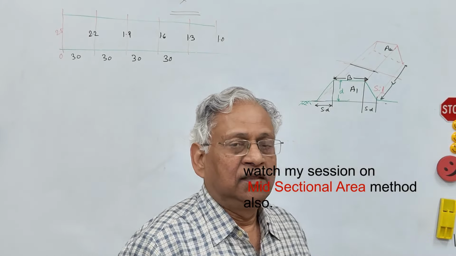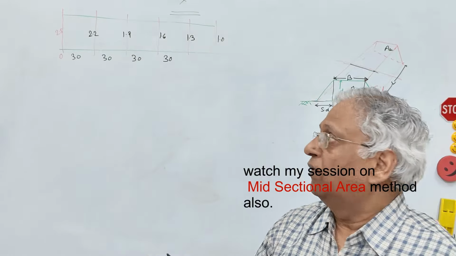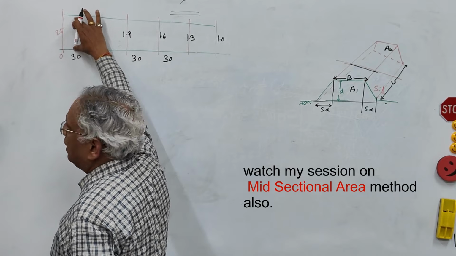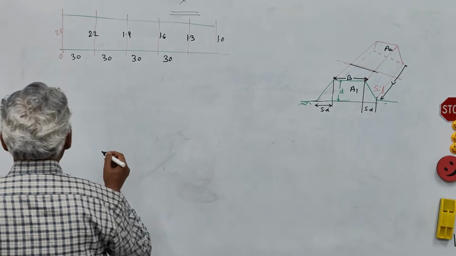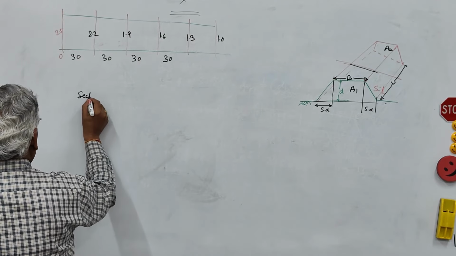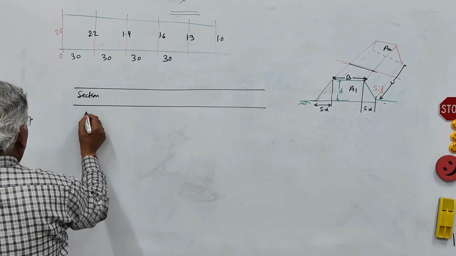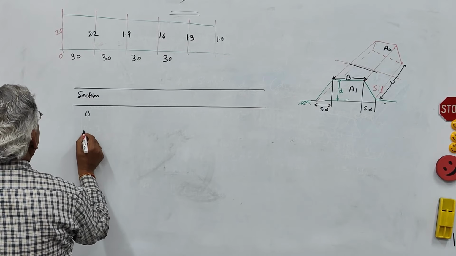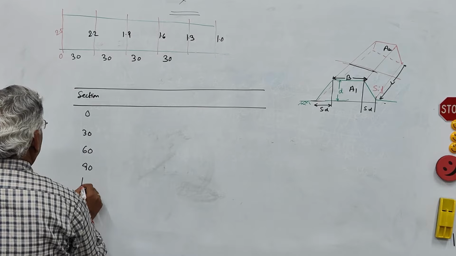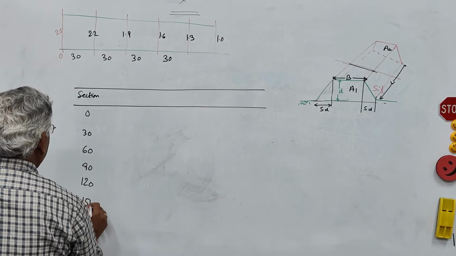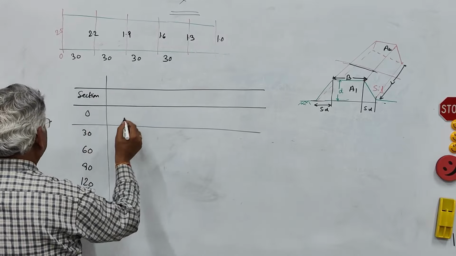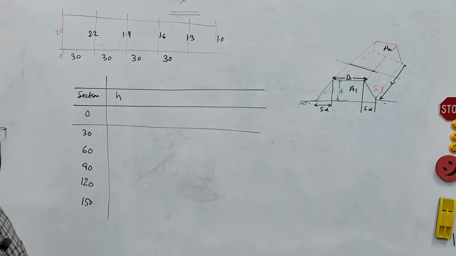Now here, in this case, we will find out the area at this point, and then take the average of these two areas. So you can prepare a table like this. At section, let us start with 0. Then the next sections are at 30 meter, 60 meter, 90 meter, 120 meter and 150 meter. So you find out the depth, H, the depth of cutting or depth of filling.